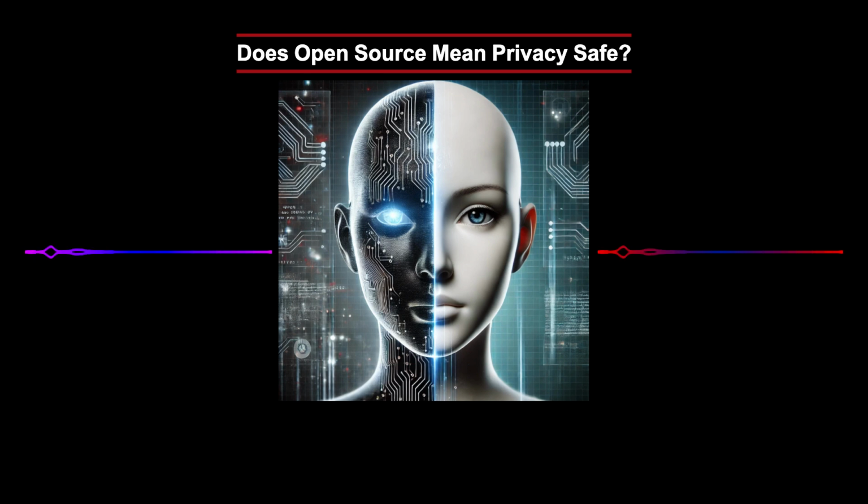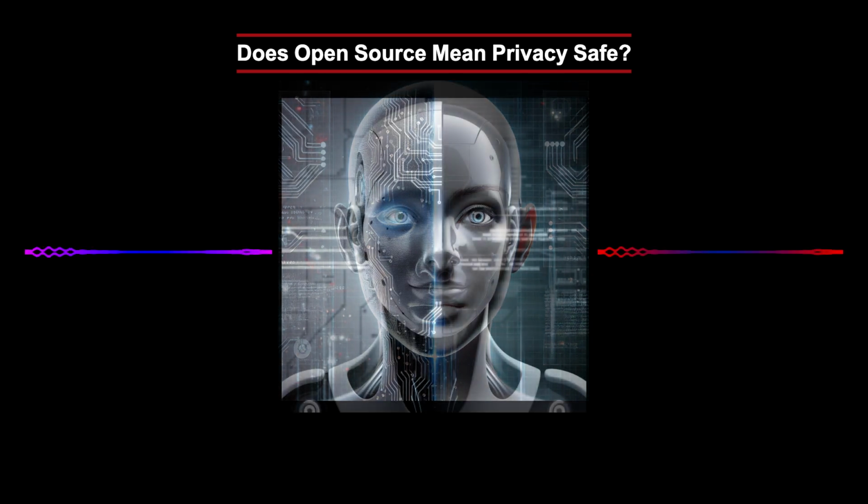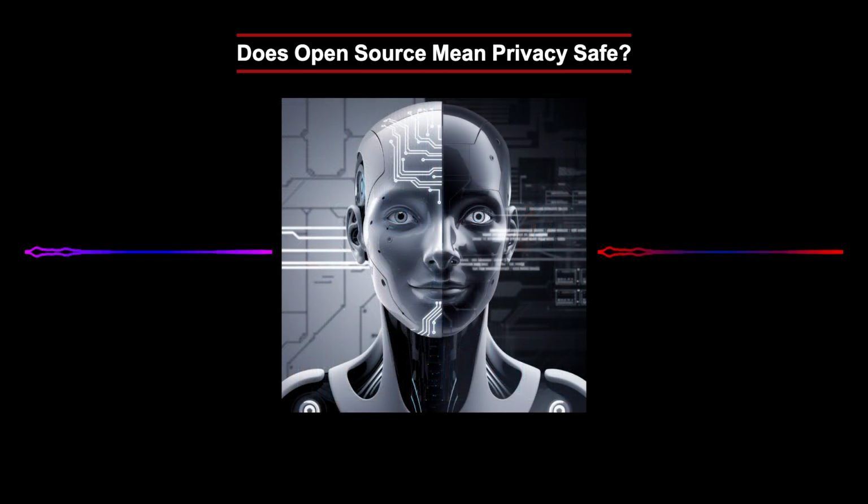That's a bit concerning. It's a reminder that open source doesn't automatically guarantee privacy. We need to be mindful of the entire ecosystem surrounding the AI, considering the platform, the data flow, and the potential for hidden tracking mechanisms. It's like assuming a restaurant is safe just because they use organic ingredients. You still need to consider the cleanliness of the kitchen and the overall hygiene practices.